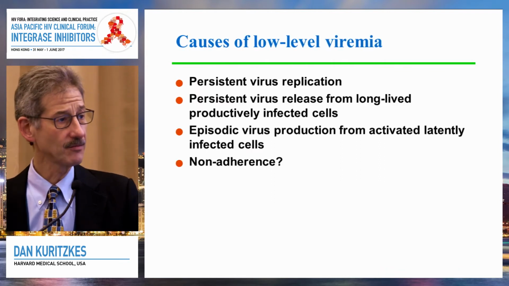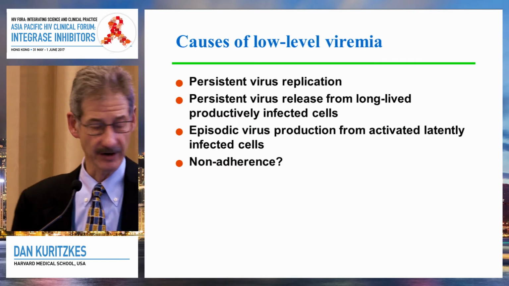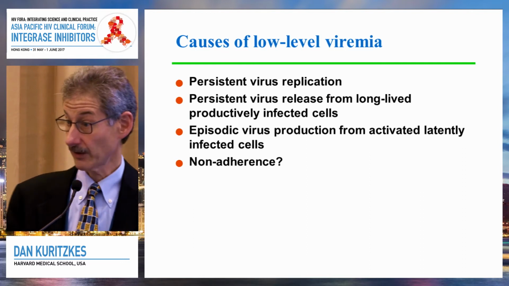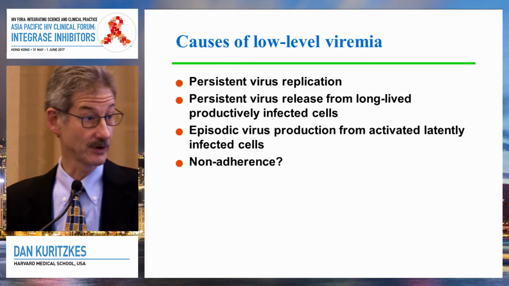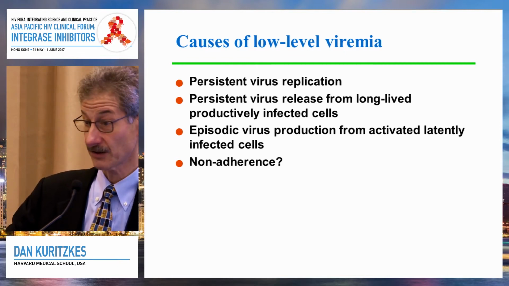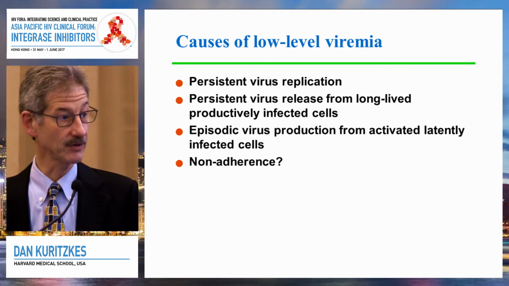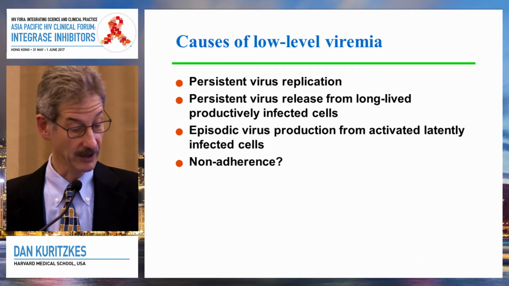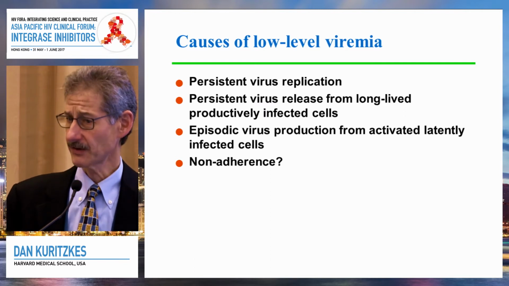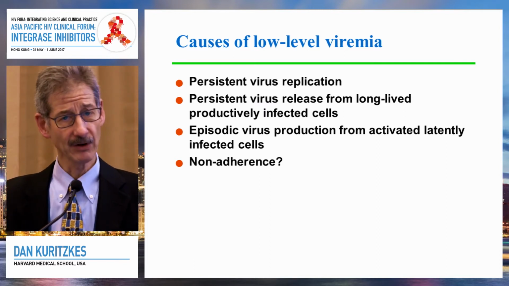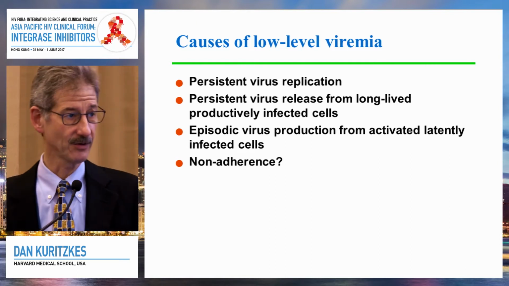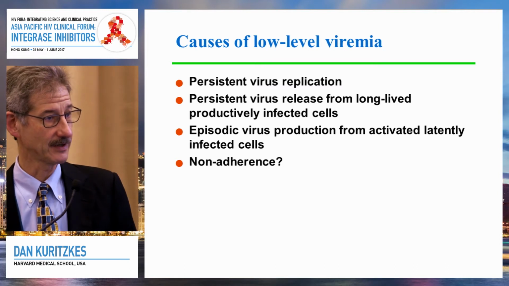Now, why do patients have low-level viremia? There are a number of possible explanations. For some, especially if the levels are at the higher end of what we would consider low-level viremia, this may in fact be because of persistent virus replication. The regimen is simply not potent enough to fully suppress replication, and that is a concerning issue. But there are many patients who have always the same low level of viremia, and no matter how many more drugs you add, you can't seem to eliminate that last bit of detectable virus.